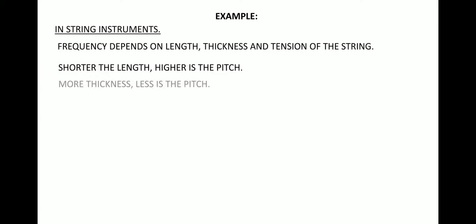Now let's talk about some examples. If you take a stringed instrument, the frequency depends on the length, thickness and tension of the string. How does it depend on length? The shorter the length, the higher the pitch, meaning the higher the frequency. With more thickness, the pitch is lower, meaning if the strings are thicker, the pitch will be less.